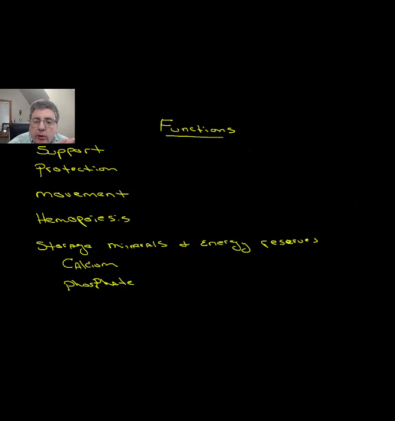is necessary for muscle contraction. It's necessary for blood clotting. It's necessary for release of neurotransmitters from a nerve cell. Once we get into the nervous system, we'll go into a little bit more detail on that one.